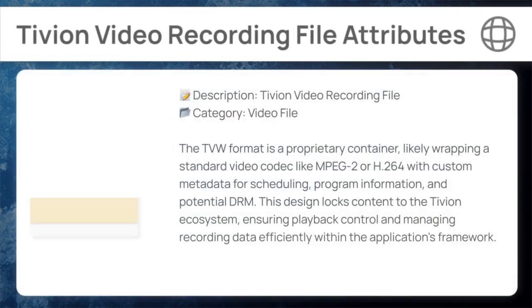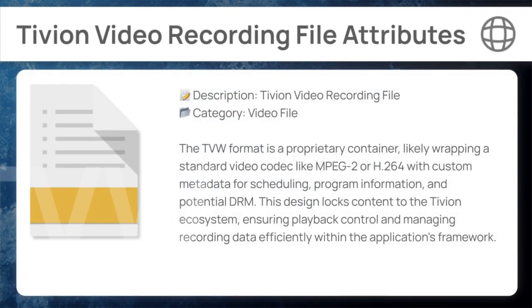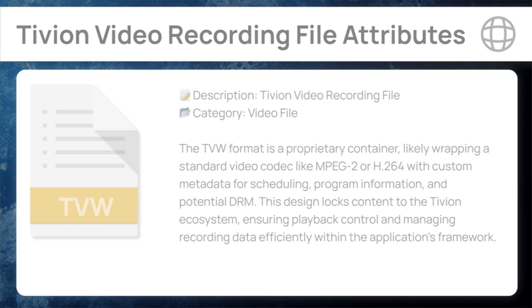The TVW format is a proprietary container, likely wrapping a standard video codec like MPEG-2 or H.264 with custom metadata for scheduling, program information, and potential DRM. This design locks content to the Tivion ecosystem, ensuring playback control and managing recording data efficiently within the application's framework.